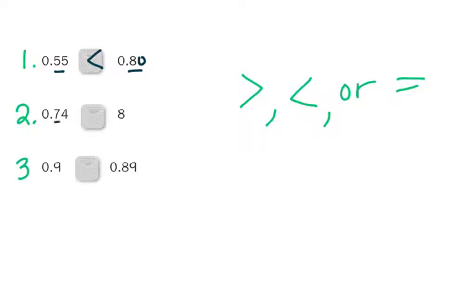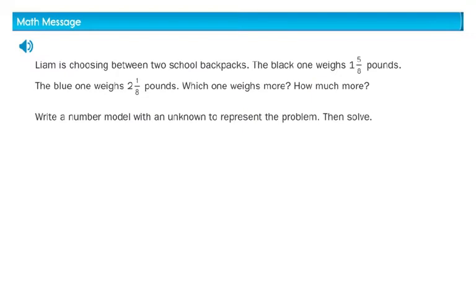Number 2, a 7 in the tenths place. Actually, let me go back. If we look at the ones place, 0 versus 8. Remember, there is no decimal point there, so it's like saying 8 and 0 tenths. So 74 hundredths is less than 8. Number 3, we have a 9 in the tenths place and 8. So 9 tenths is greater than 89 hundredths. And I can put a 0 behind there as well. All right, go ahead and erase your whiteboard.